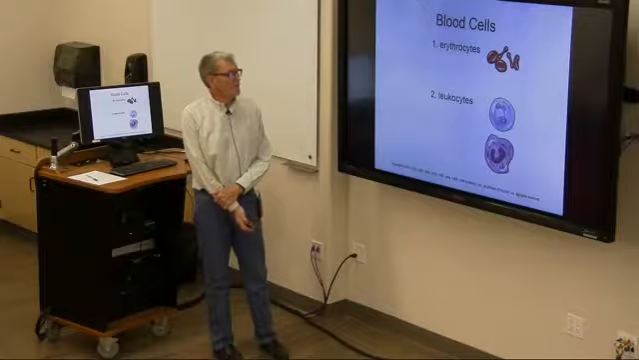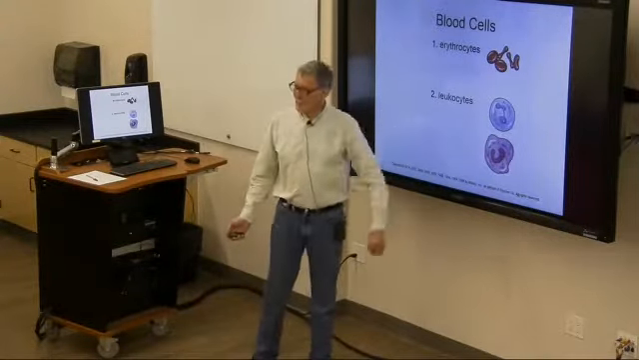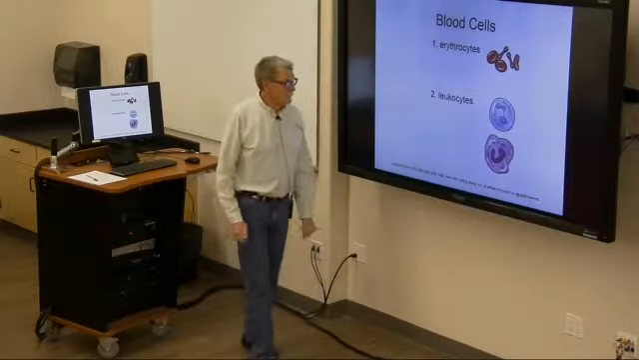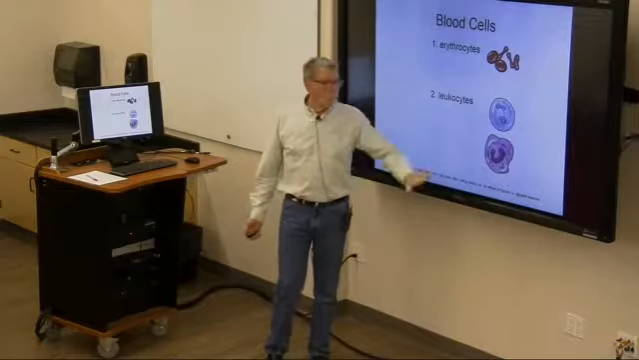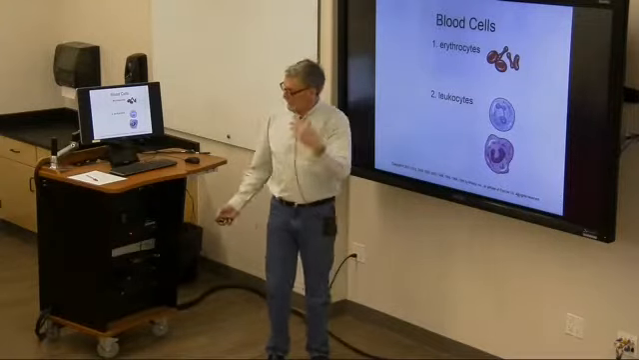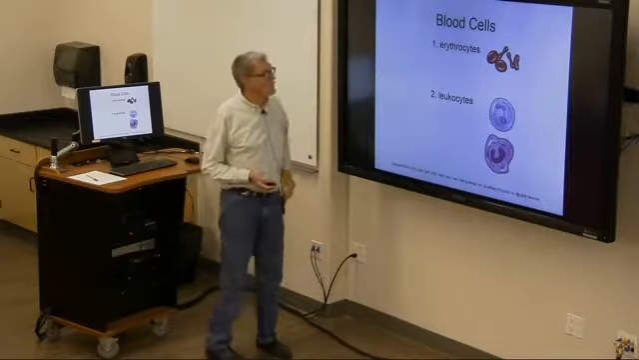There they are. Red blood cells for carrying hemoglobin and carrying oxygen. White blood cells, which are part of the immune system. And we will spend more time with those when we actually get into the cardiovascular system, immune system, and so forth.